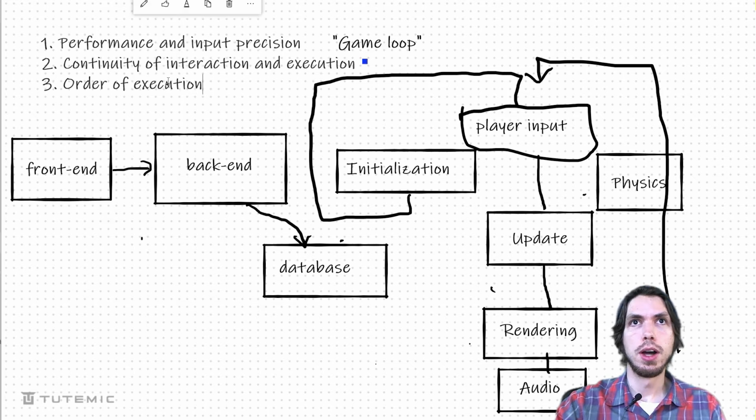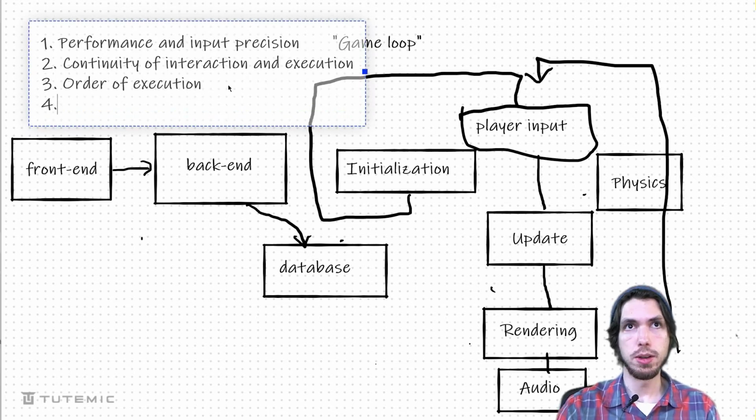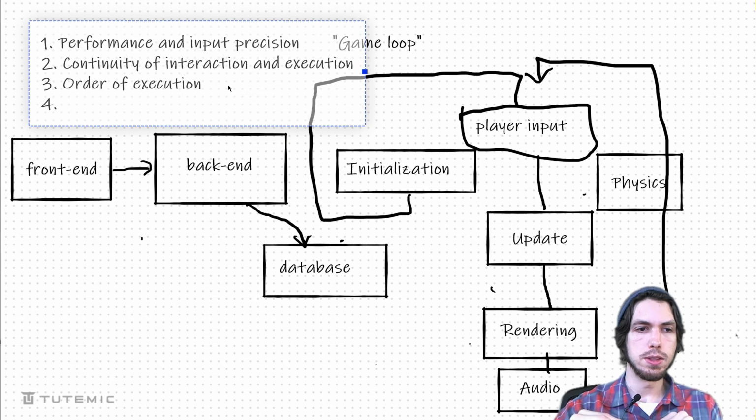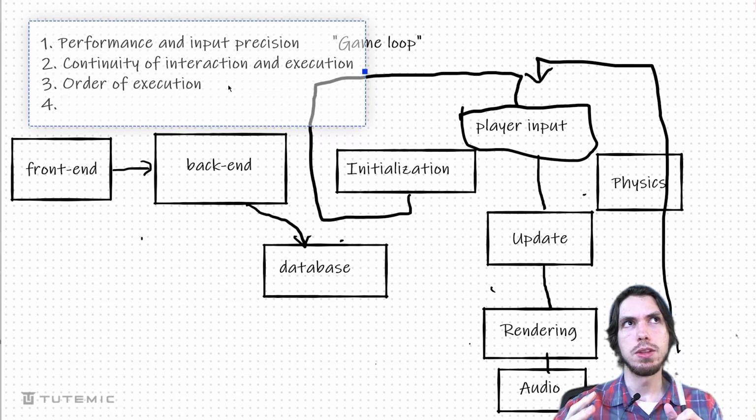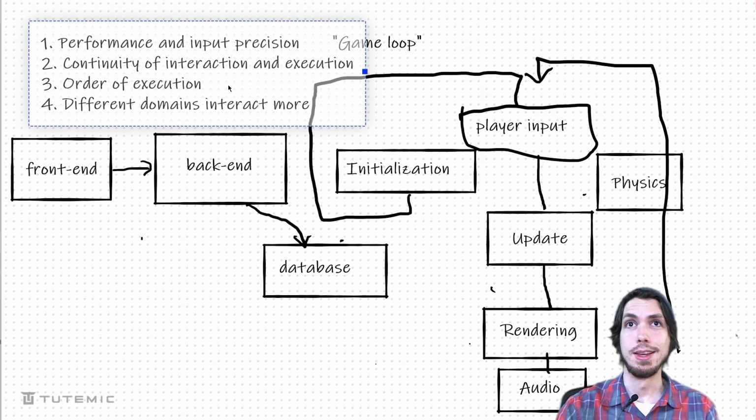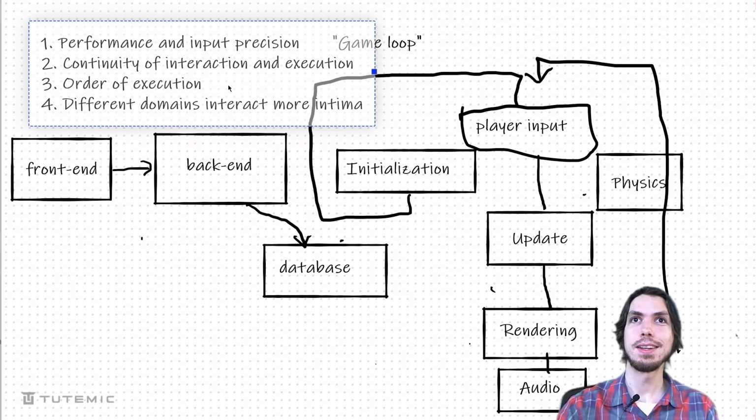Cool. So the next part that I want to talk about, number 4, is that the different parts of the code, it's a lot harder to decouple. So different domains interact more intimately, let's say.